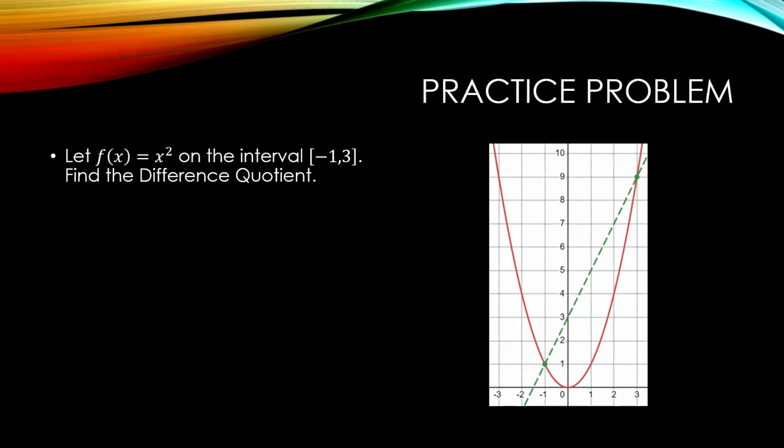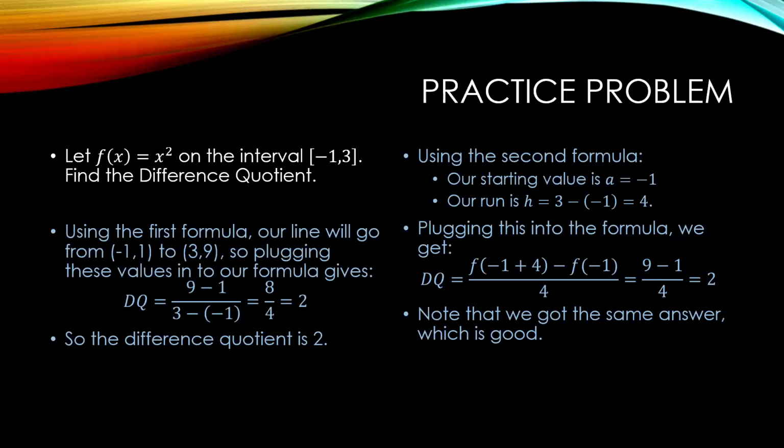Now the question is, do our formulas give us 2? Using our first formula, our line goes from -1, 1 to 3, 9. And plugging in those values into our formula, we have 9 minus 1 over 3 minus -1, which gives 8 over 4, which is 2. And so the difference quotient is 2.